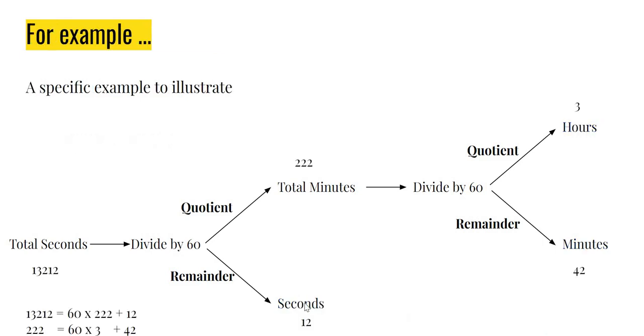We'll take one example here. For example, let's say it's 13212 seconds. When I divide by 60, I get quotient 220 and remainder 12, because 60 times 220 is 13200, plus 12, which means that I have got 220 total minutes and 12 seconds. Now total minutes, again, if I tell 220 minutes, is not very meaningful. What I do is that I further divide this by 60, so I get 3 hours and 40 minutes. So which means that 13212 total seconds is basically 3 hours, 40 minutes and 12 seconds.